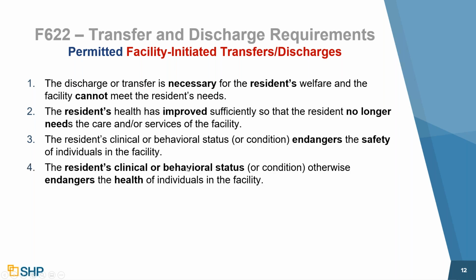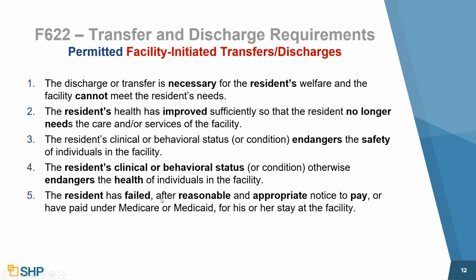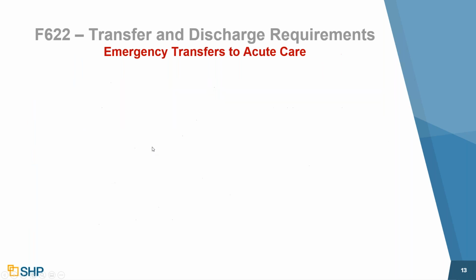Number 4, the resident's clinical or behavioral status otherwise endangers the health of the individuals in the facility. With numbers 3 and 4, they're looking at major documentation, especially provided by the attending physician, or in some cases, it doesn't have to be the attending physician. It can be a physician or one who is a nurse practitioner or physician assistant in accordance with how your state may accept that. Number 5 is the resident has failed after reasonable and appropriate notice to pay. We've dealt with that for years. And if the facility ceases to operate. But these 4 are the ones that we want to focus on in this particular session.